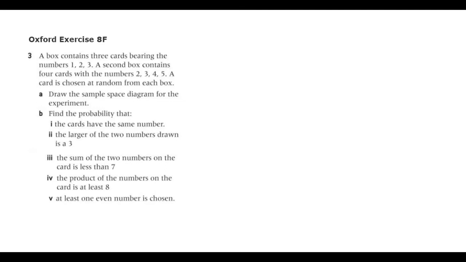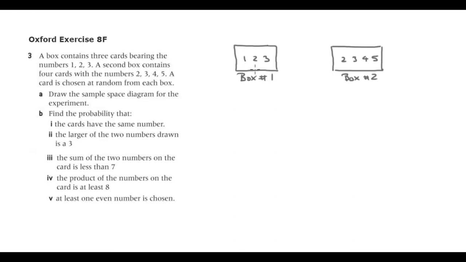I think a tree diagram would make a lot of sense here, or a table would work as well, similar to how you would set up a pair of dice and look at the sums of a pair of dice. But before we do any of that, let's have a look at our 2 boxes sketched in front of us. We've got 3 cards in box number 1 and 4 cards in box number 2.